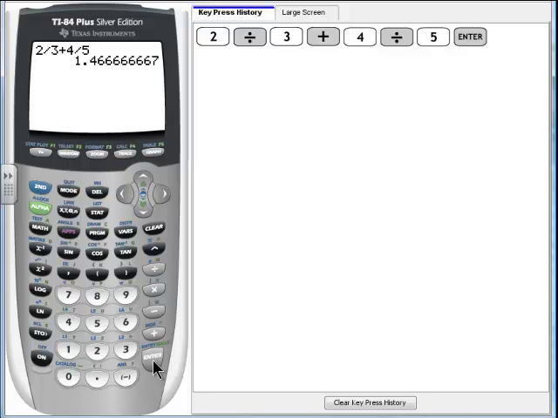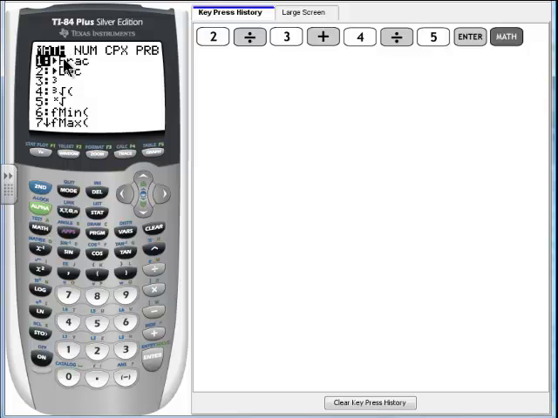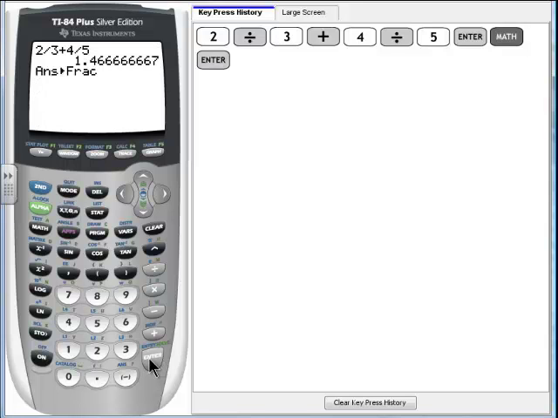When I hit enter, it gives me the decimal answer, but I'd like to know what the fraction answer is. So I'm going to go to math, and the first option here is fraction. I'm just going to select enter to select number 1, or I could just press the 1 key, and then I'm going to hit enter again, and it converts it to a fraction, 22/15. Sometimes it's not possible. There is no exact fractional answer for the decimal number that we've come up with, and it'll only give you that decimal again. But if it is possible, it will give you the fractional answer.